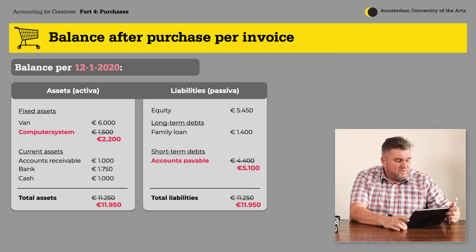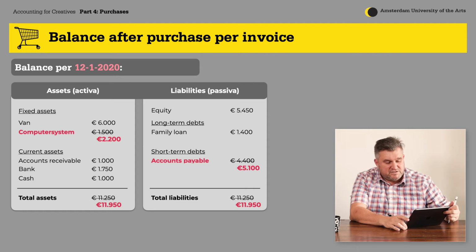Good, let's have a look at the balance. What happens after this change? Well, we see that the computer system on the asset side has increased to 2,200 euros, and on the other side the accounts payable, your creditors, have been raised to 5,100 euros. So we're still in balance and nothing has changed in equity, so there's no profit, there's no loss, we just did an investment. That's how it looks.